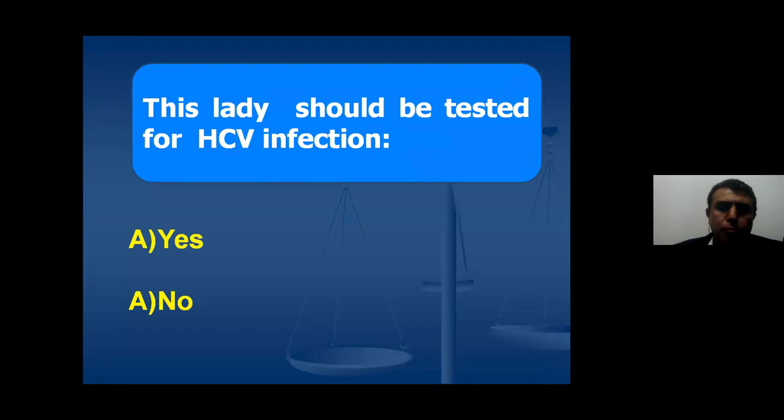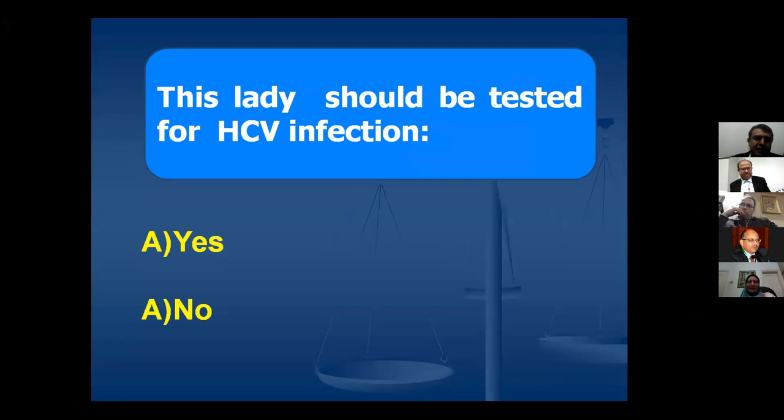This lady should be tested for hepatitis C virus infection. Do you agree? Yes or not? Yes. This is the right answer. Yes, it is the right answer.